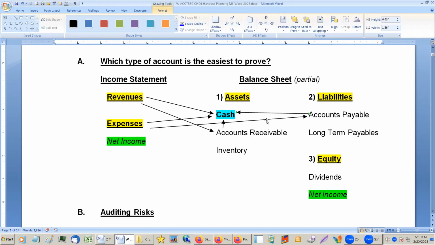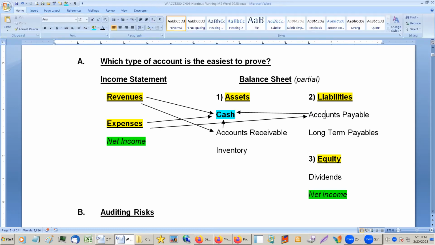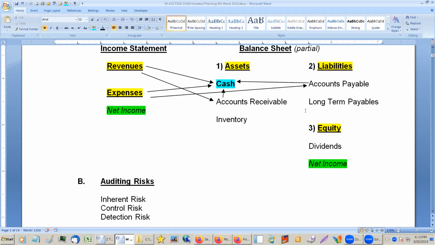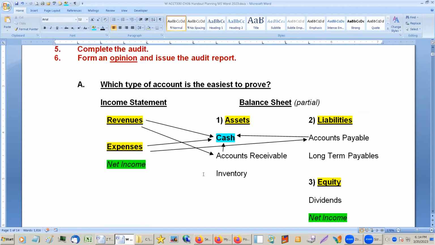Say the expenses, if we didn't pay them right away, they go into accounts payable, but then the accounts payable gets paid through cash. Long-term liabilities get paid through cash. Dividends get paid through cash. Inventory might also go through accounts payable and then end up going through cash. You get the idea. While you're proving out cash, you can prove out a lot of these other accounts.